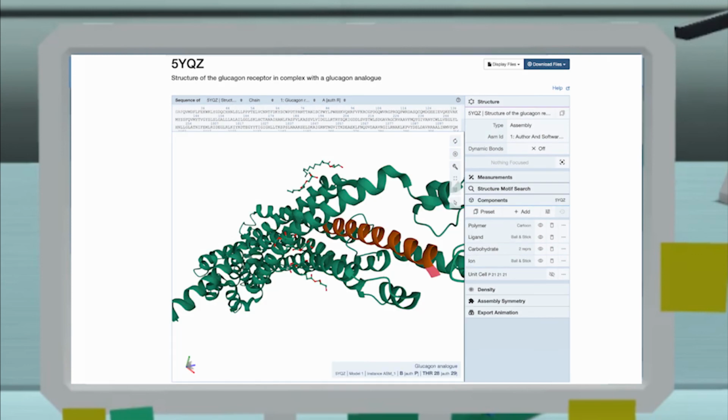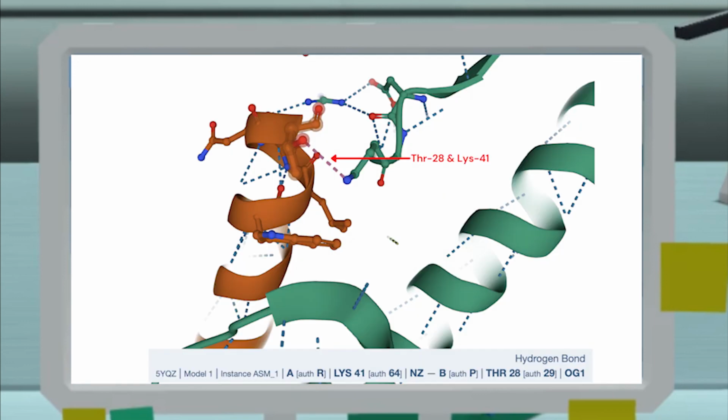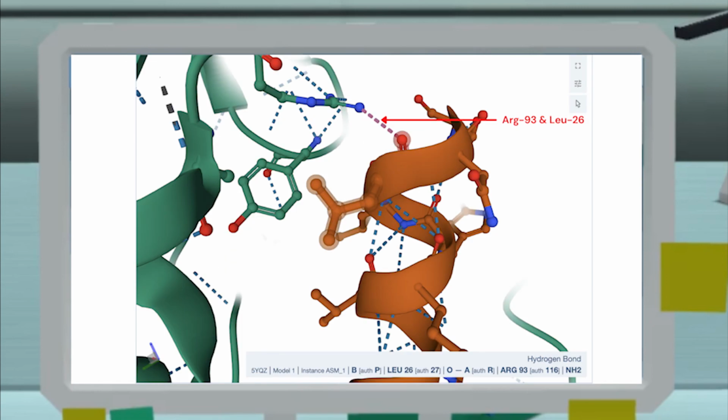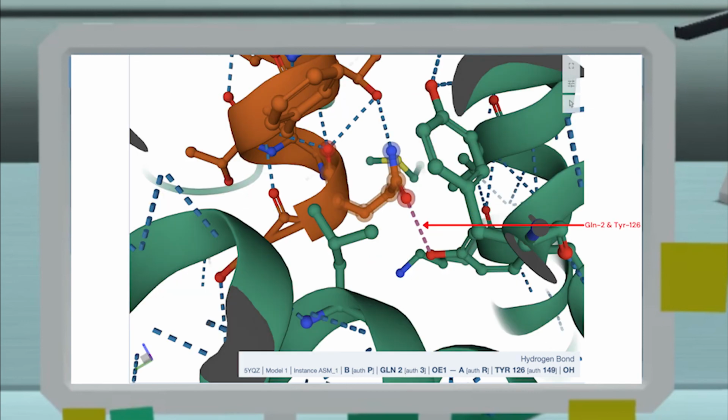Click on the amino acid residue 28 to view its interactions. In the image, threonine 28 in glucagon interacts with lysine 41 in the glucagon receptor. Moreover, interactions between the following residues also exist: leucine 26 in glucagon and arginine 93 in the glucagon receptor via hydrogen bonding, and glycine 2 in glucagon and tyrosine 126 in the glucagon receptor via hydrogen bonding. There are many more interactions between the glucagon and its receptor.